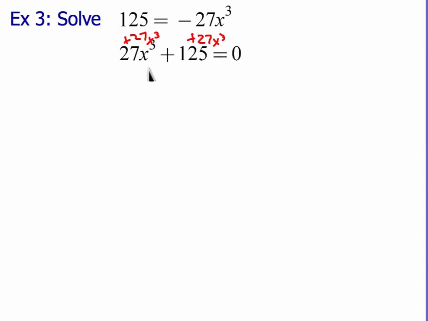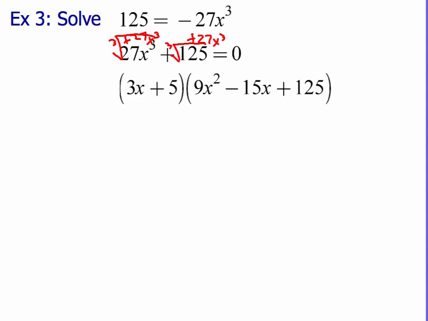Now, 27 is a perfect cube. That's 3 to the third power. X cubed is a perfect cube. 125 is a perfect cube. That's 5 to the third power. So I can do the cube root of both of these. Okay, this is the sum of cubes. So if I do that, the cube root of 27x cubed is 3x. The cube root of 125 is 5.